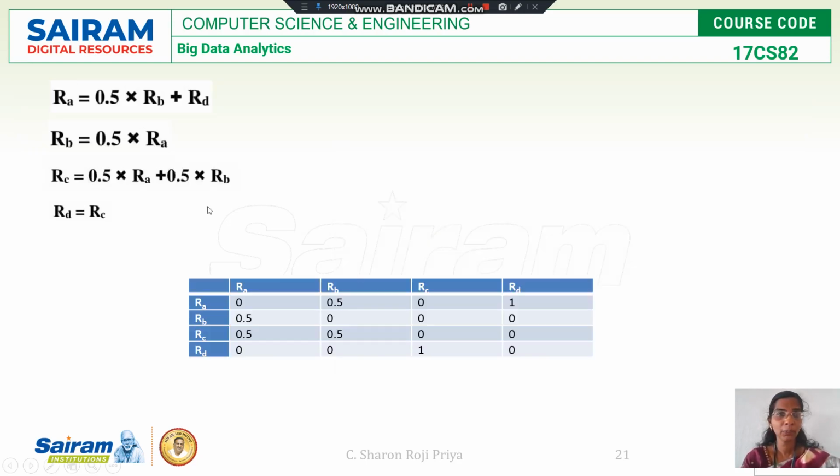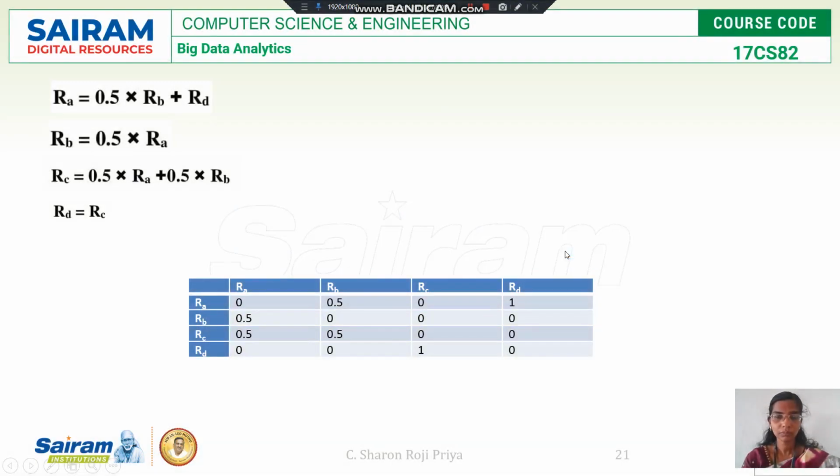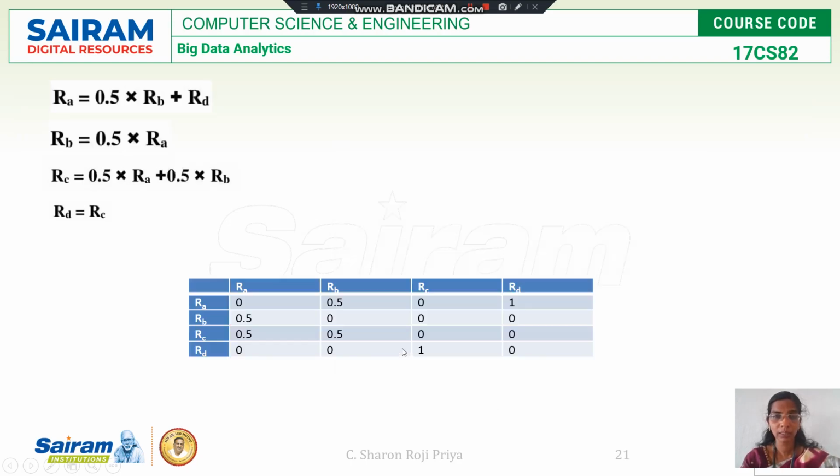So how will I write my equation? Half the influence of A plus half the influence of B. Next it is D. How many incoming edges does D have? Only one incoming edge, from C. So D is taking complete influence of C. So like this we have got the equation for all the nodes A, B, C and D.